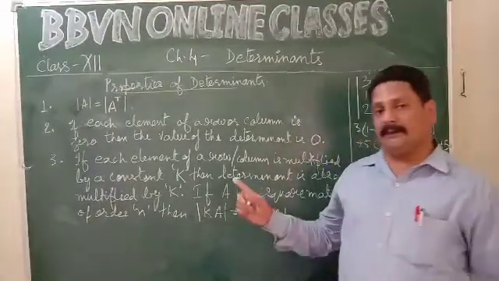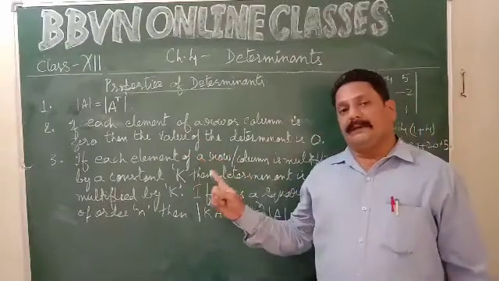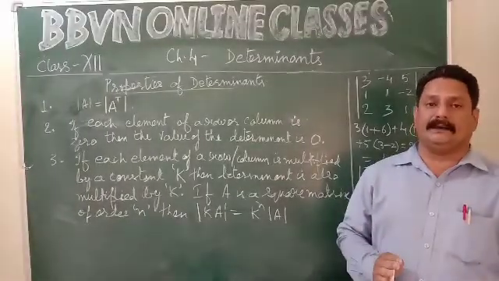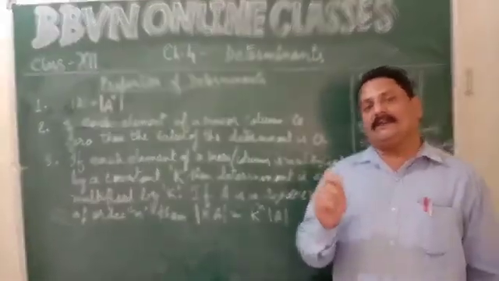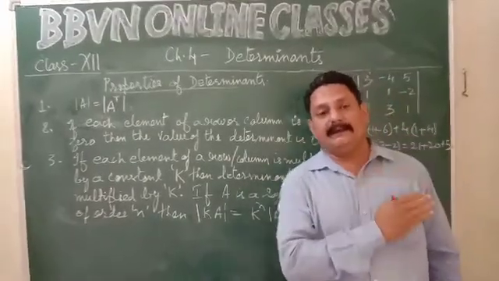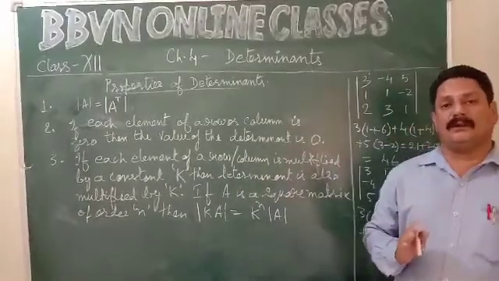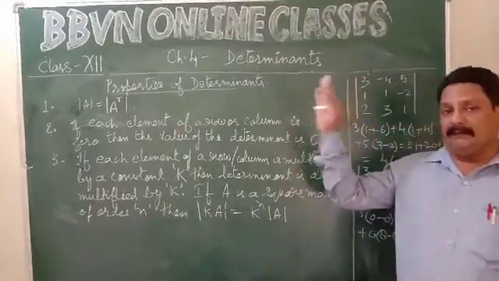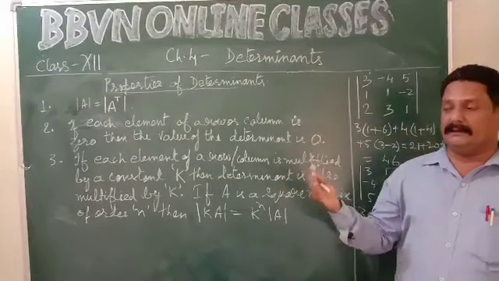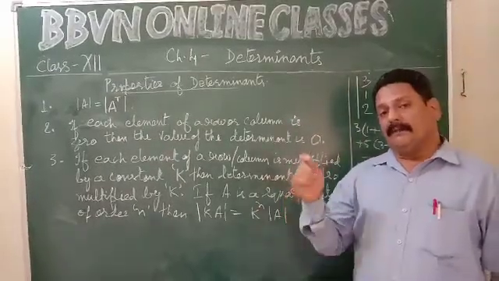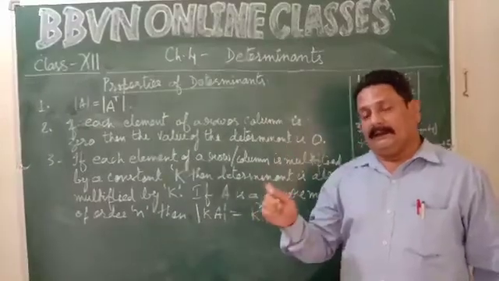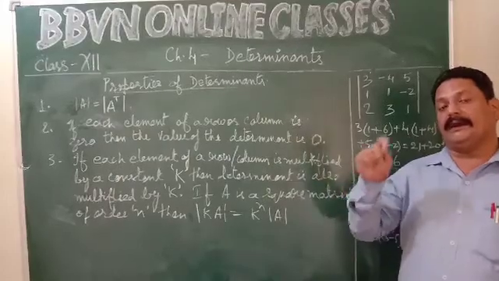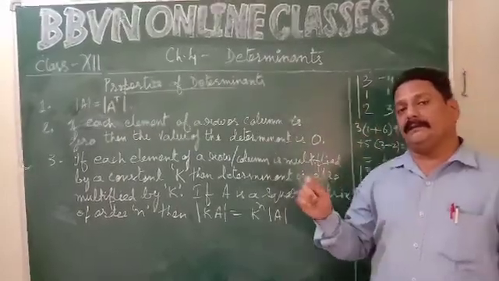Okay, now coming to third property. If each element of a row or each element of a column in a determinant is multiplied by a constant quantity k, so the determinant will also be multiplied by the same constant quantity k. And the extension to this property is, if I multiply a square matrix by some constant quantity k, then the determinant of matrix kA will be equal to k to the power n times determinant of matrix A.